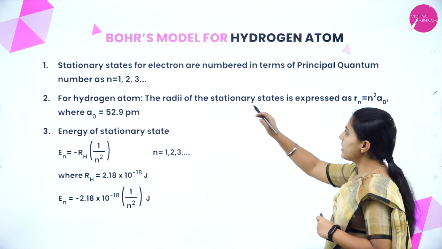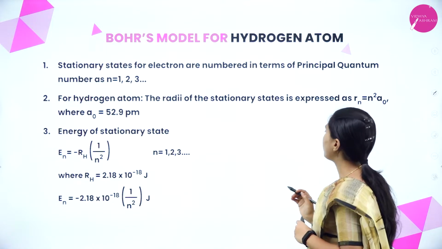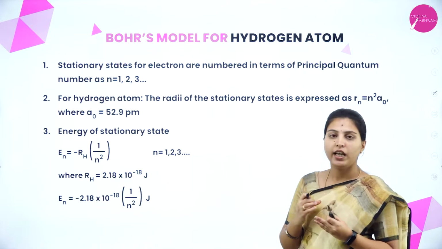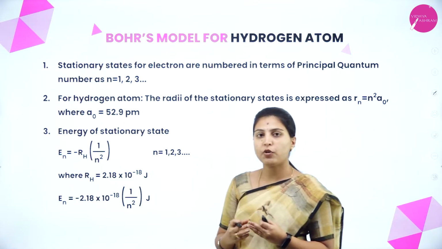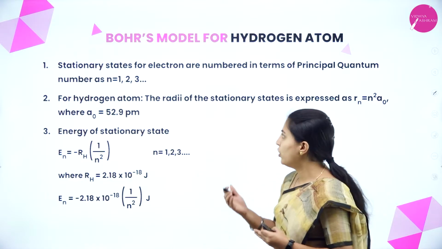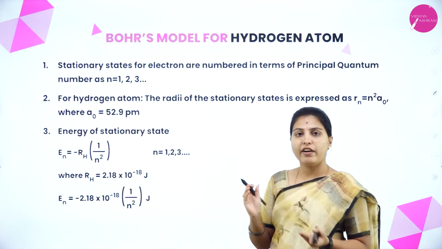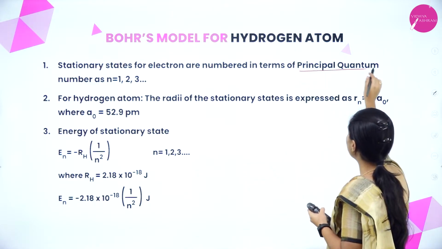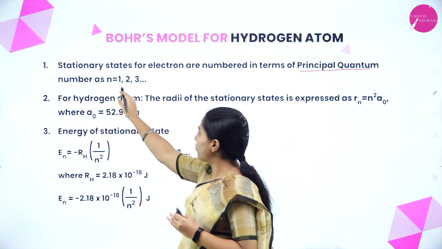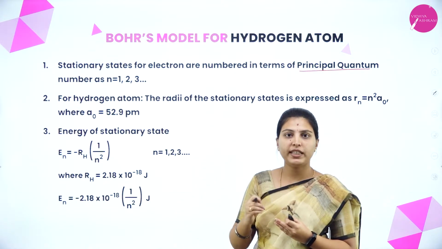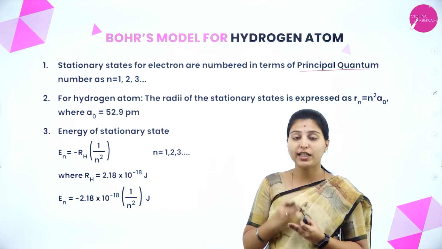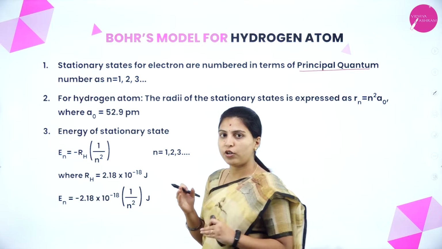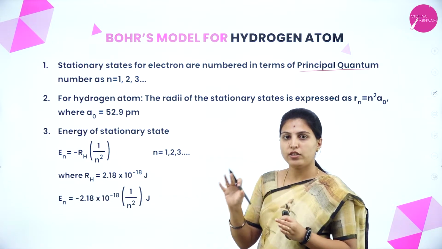And next, stationary states for the electron are numbered in terms of the principal quantum number. How the stationary states have been named, about the principal quantum number, you will see in the next session. So, now the stationary states of the electron will be designated by the principal quantum number, that is n equals 1, 2, 3. 1 means first orbit, 2 means second orbit. We should know that from the nucleus we start the numbering. 3 means the third orbit of the whole electron system.